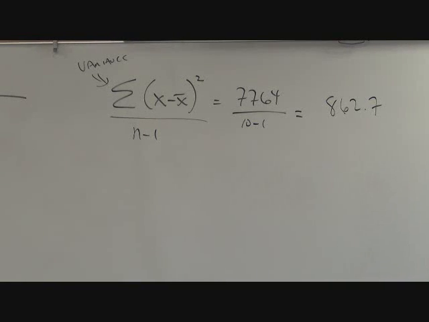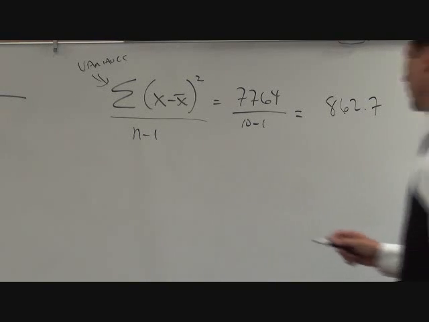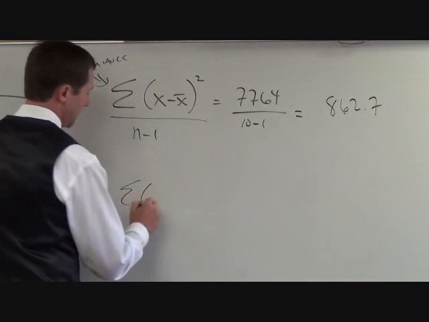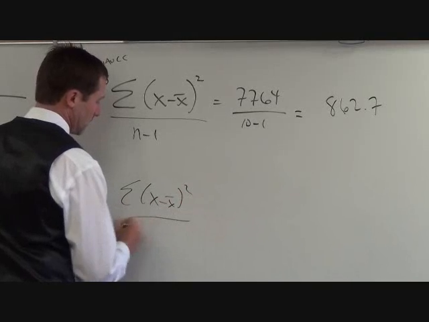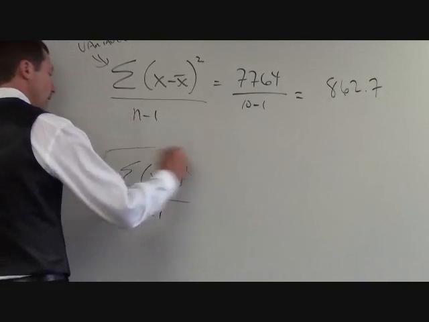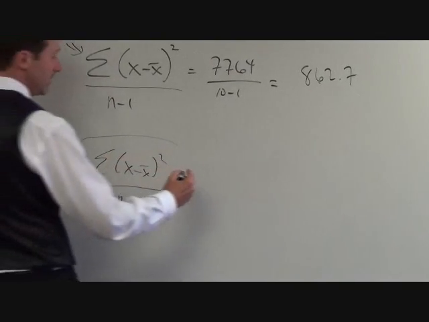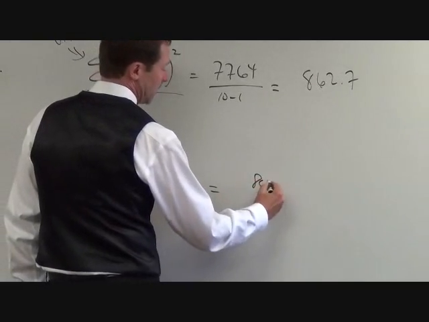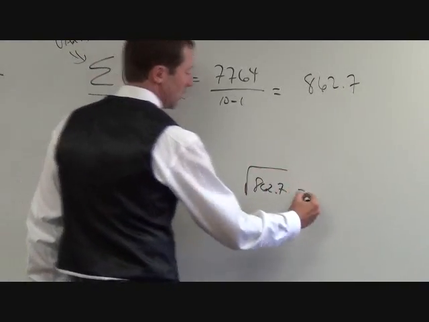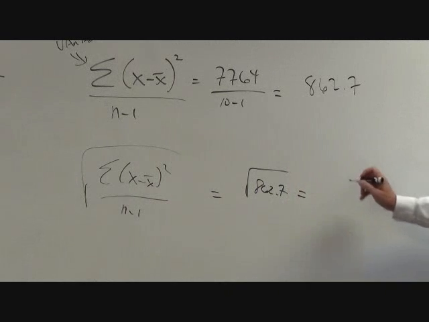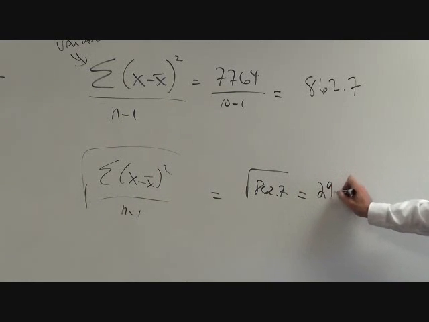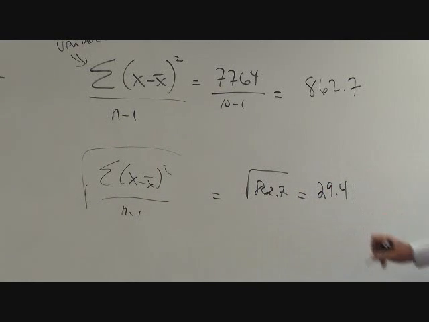Okay. What's our last step now going to be to finally get the standard deviation? Yeah, we need to square root it. Okay, so we've got this formula. We square root it. There's your formula for standard deviation. So in this problem, we have 862.7 square root. And what do we get? 29.37.